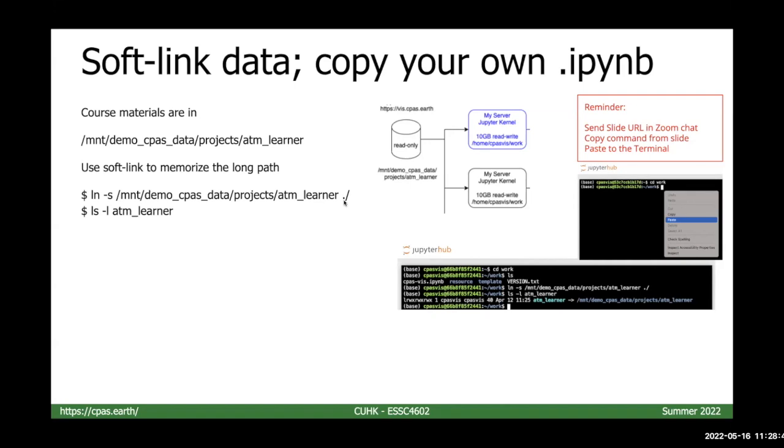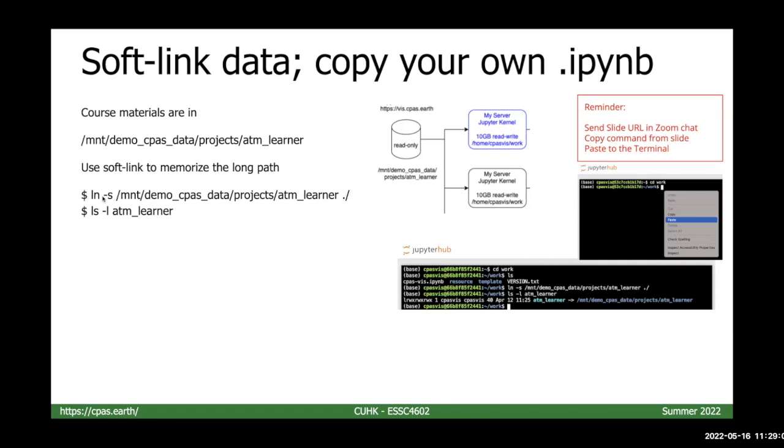Dot in Linux means the current working subdirectory, like what you did in pwd, print working directory. So the destination of the link is the current working directory, which is work. And then slash means this is a directory, not a file.